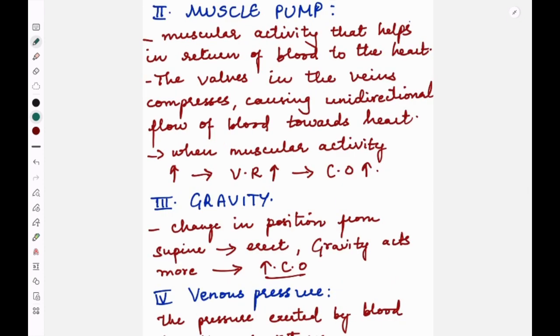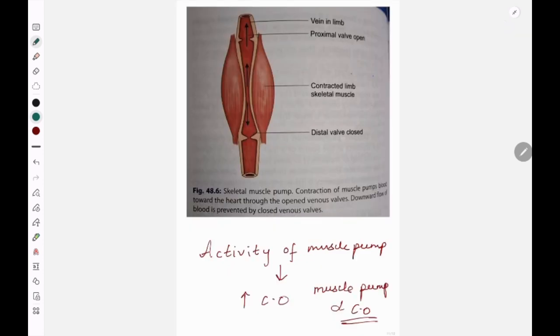The second factor is muscle pump. What is muscle pump? The muscular activity that helps in the return of the blood to the heart, the same as we discussed for the respiratory pump. The muscular activities that increase the cardiac output is what we call muscle pump. In the muscle, there are various veins present. Let me show you with the help of a diagram. If you observe this diagram, we can see that the muscle is present. So this is the muscle, and the veins are present in the muscle only.